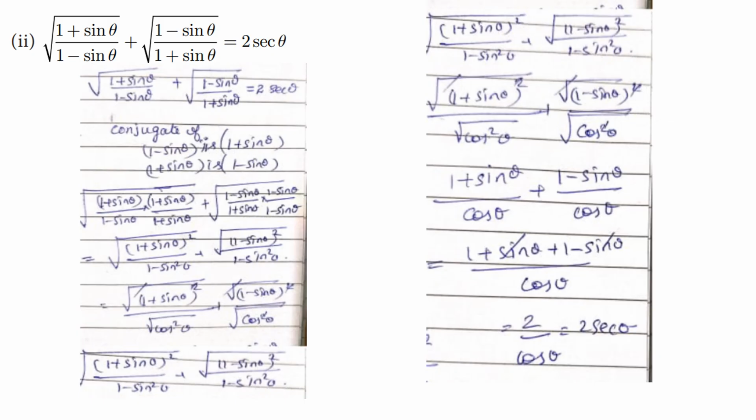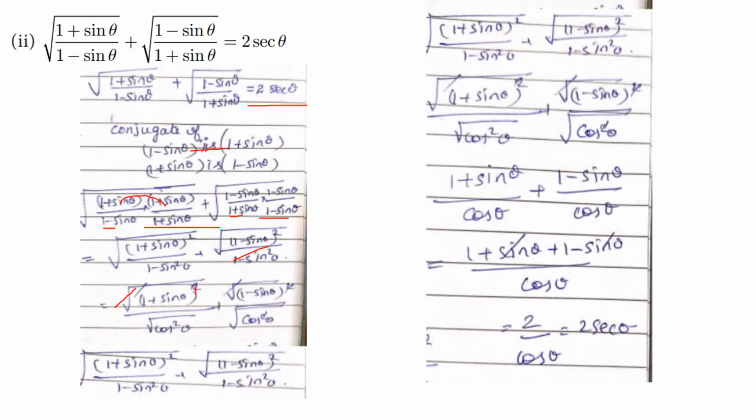Square root of (1 plus sin theta by 1 minus sin theta) plus square root of (1 minus sin theta by 1 plus sin theta). We have to prove 2 secant theta. Already you know that for the first square root, the conjugate of 1 minus sin theta is 1 plus sin theta. Next one, the conjugate of 1 plus sin theta is 1 minus sin theta. After you multiply, same: 1 plus sin theta whole squared over 1 minus sin squared theta. And next one, 1 minus sin theta whole squared over 1 minus sin squared theta. Next, 1 plus sin theta whole squared, and that square root will cancel.